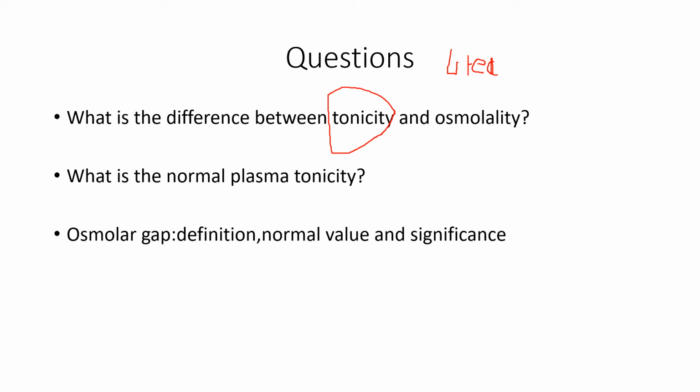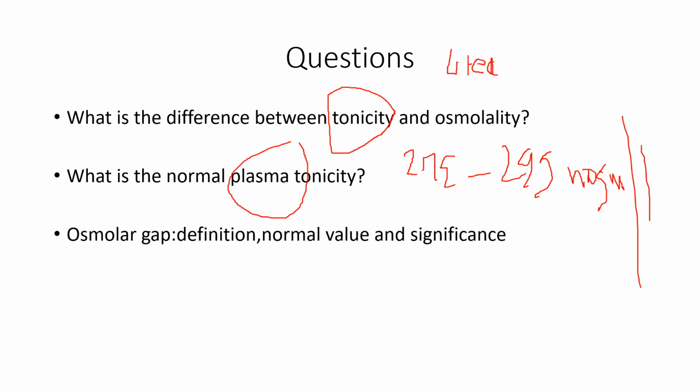What is the normal plasma tonicity? We all know the range from 275 to 295 milliosmole per kilogram water.